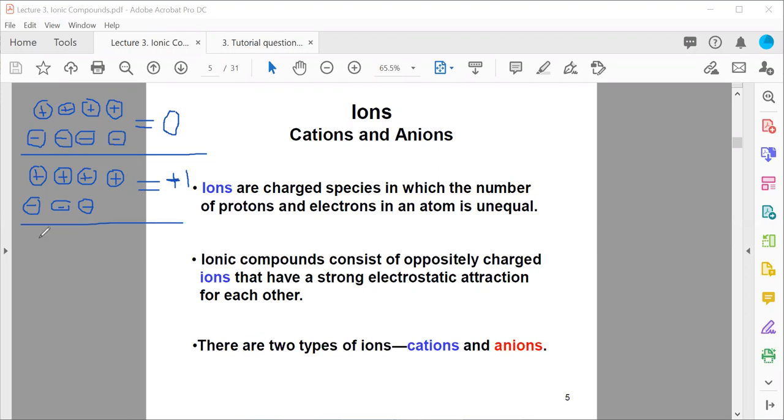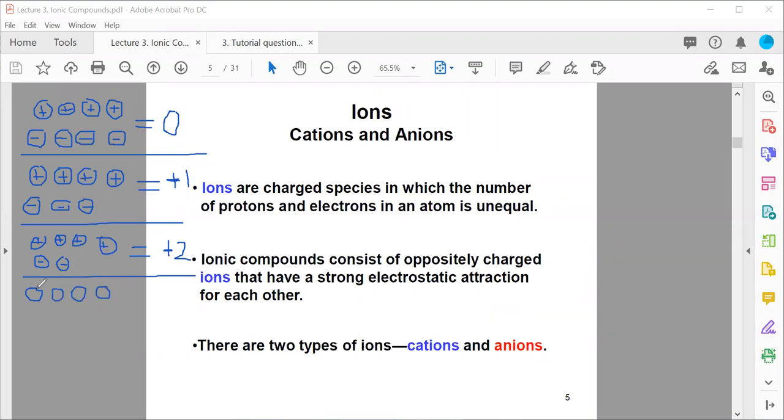Now, let's try that again. Let's go again. And this time, my atom has lost 2 electrons. What's the charge on this now? +2, correct. It is now a +2 charge because you've got 2 protons here that are not balanced by those negative electrons. Correct. Okay, let's go again.